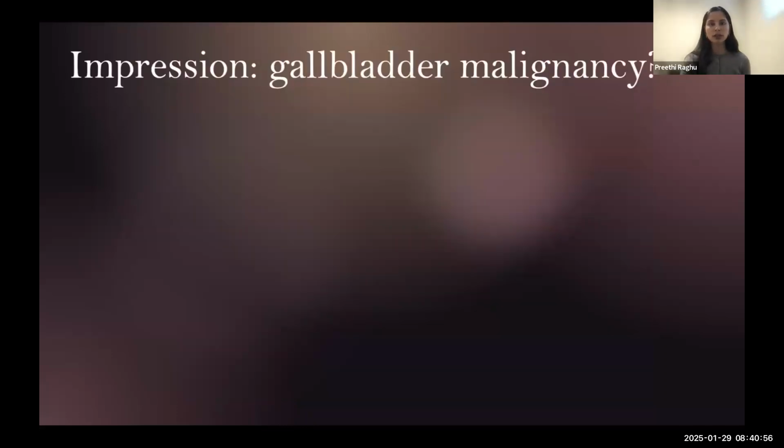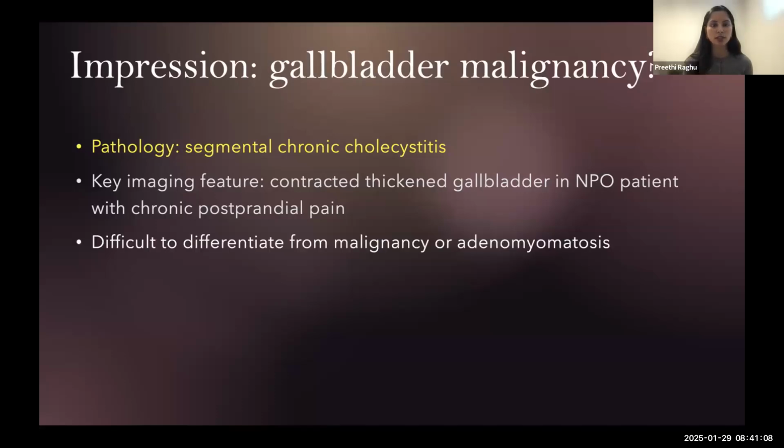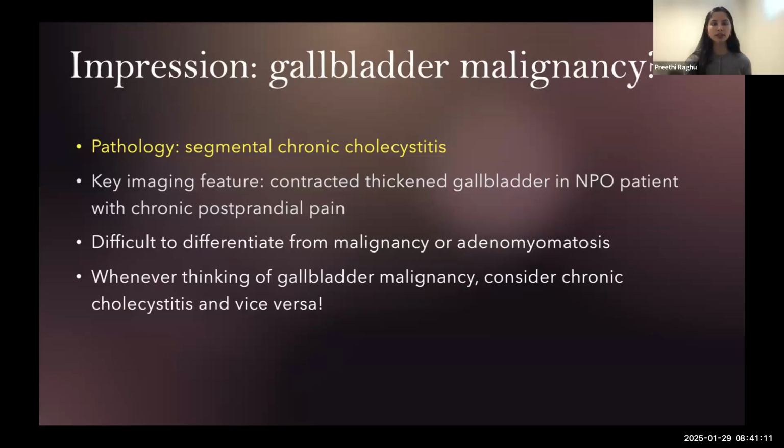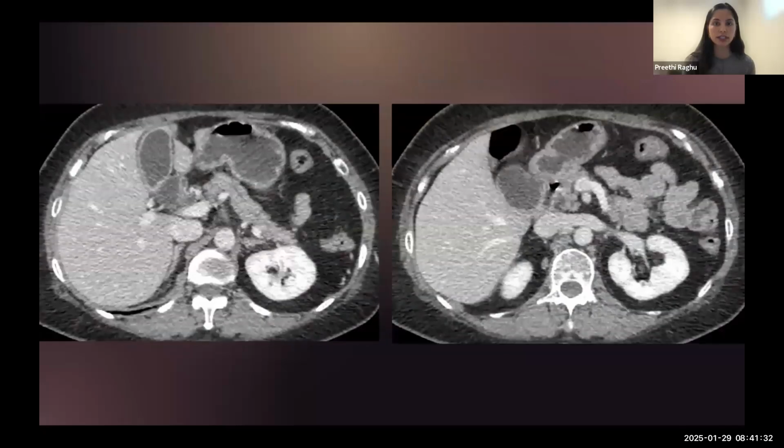So are we worried about gallbladder malignancy? Actually, no, this came back as chronic cholecystitis. And the key imaging feature here is just that it's contracted, even though the patient is NPO and they have this chronic postprandial pain. And then just a word of caution is that we are not good at telling chronic cholecystitis from gallbladder malignancy. And that's why all of these should come out. And in cases where it's thought to be chronic cholecystitis, I think it's always good to keep in mind that malignancy could be identical.